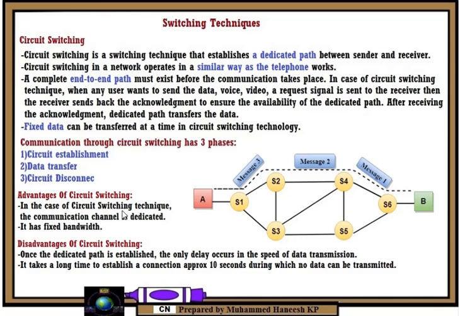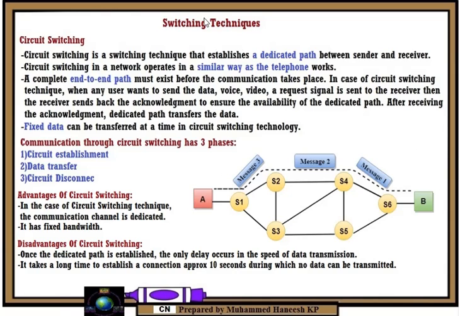So here are the advantages of circuit switching. In the case of circuit switching technique, the communication channel is dedicated and it has a fixed bandwidth. Moving to the disadvantages of circuit switching, once the dedicated path is established, the only delay occurs in the speed of data transmission. It takes a long time to establish a connection, approximately 10 seconds, during which no data can be transmitted.